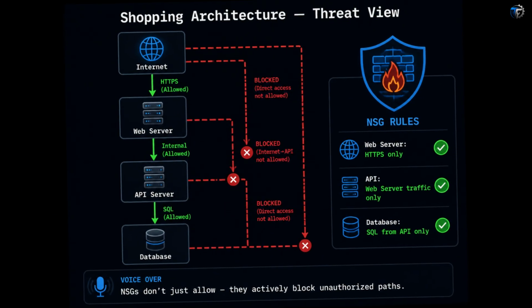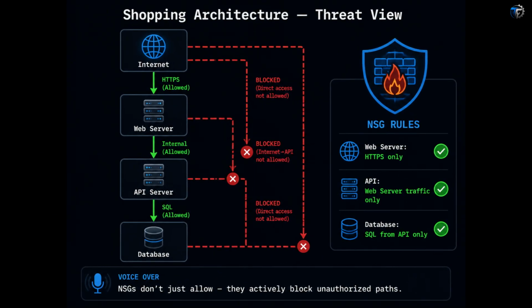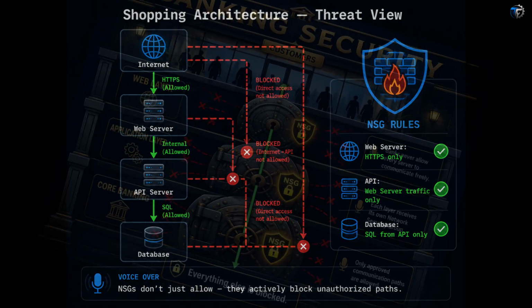Let's use our shopping application. Customers should access only the web server. The API server should only accept traffic from the web server. The database should only accept SQL traffic from the API. NSGs make these rules possible.